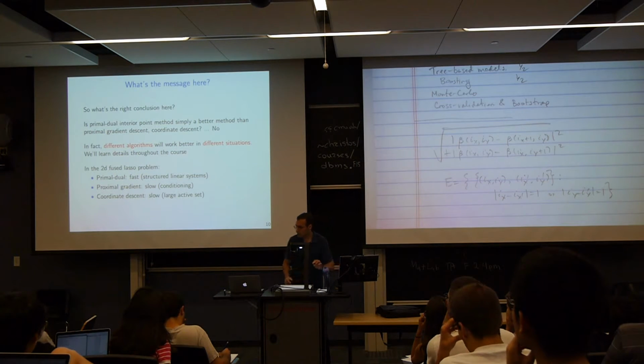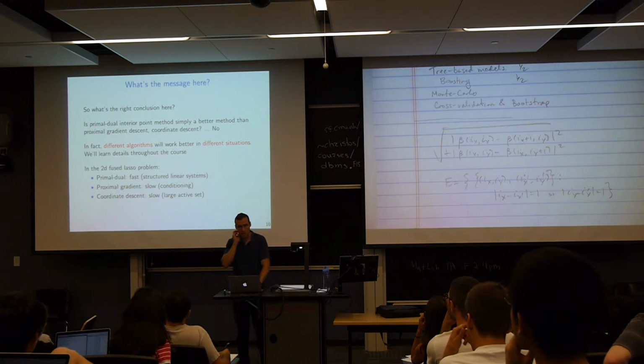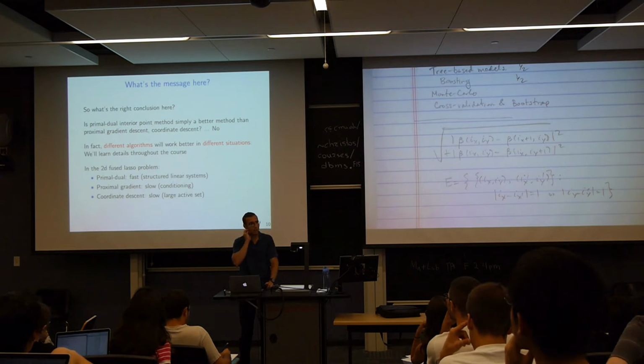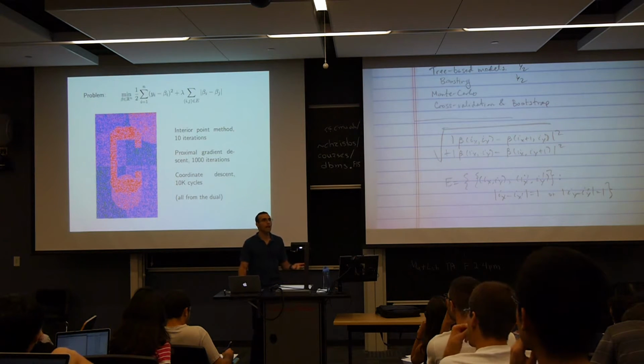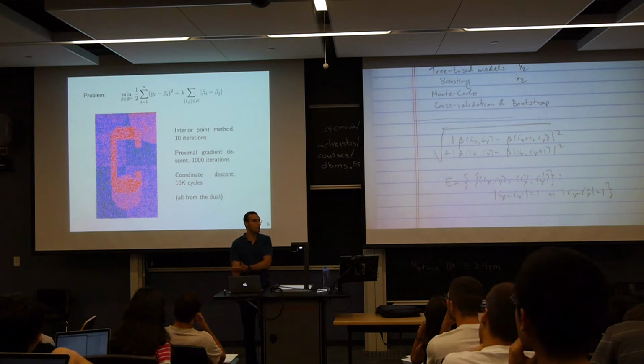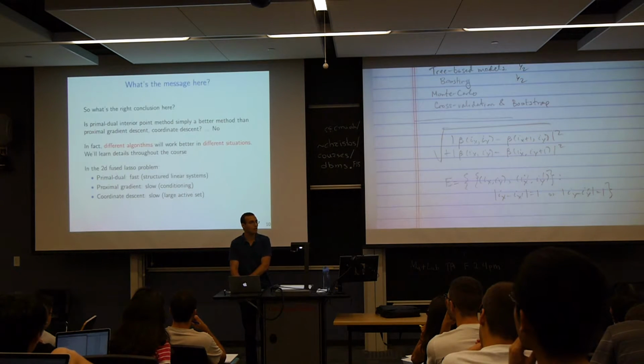The real point is that different algorithms are going to work better or worse in different situations. And we're going to learn details like that throughout the course. So the goal is that you can take a look at a problem like this, and without having to actually implement each of these algorithms for this particular problem, you can kind of intuit what's going to work well and what's not going to work well based on what you know about the properties of those algorithms. So here's the explanation for why these worked either well or poorly.